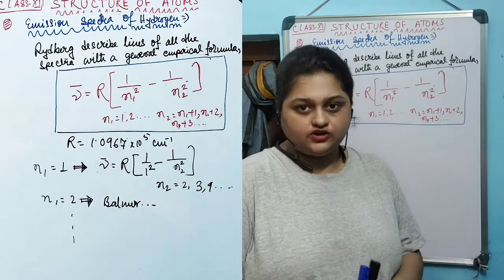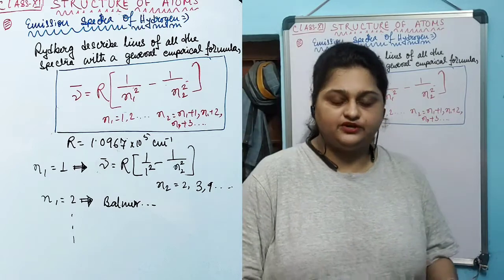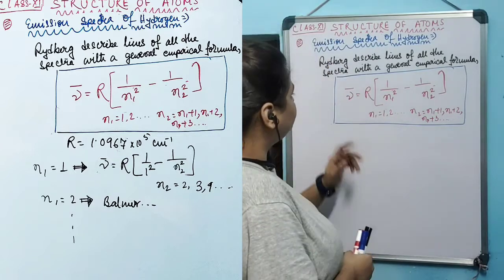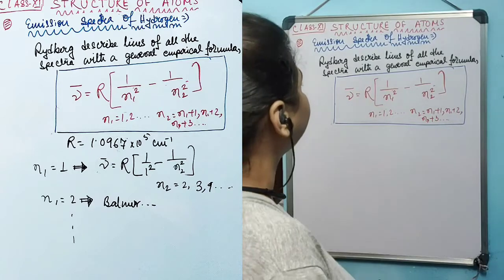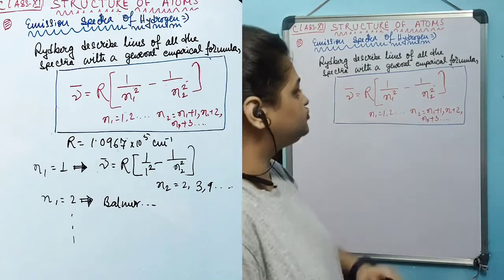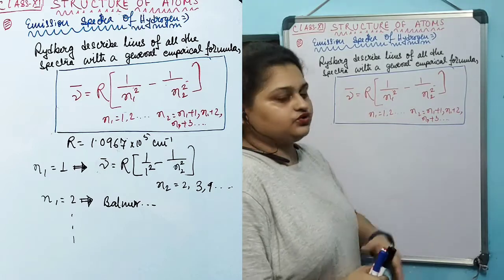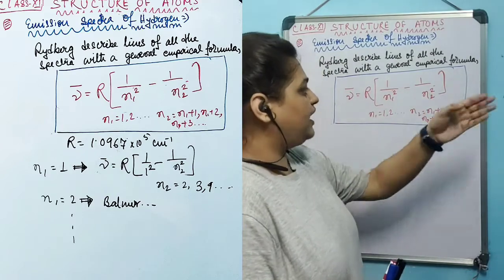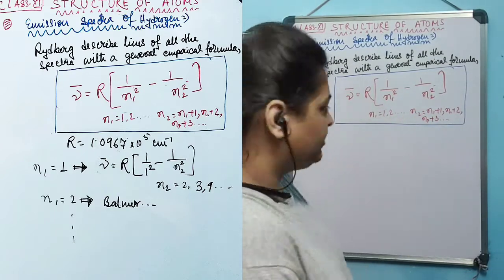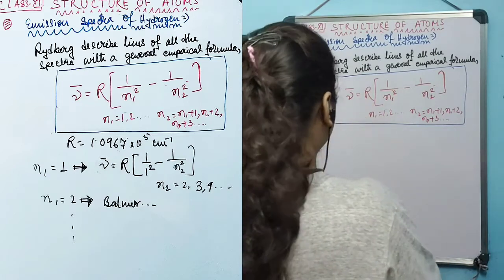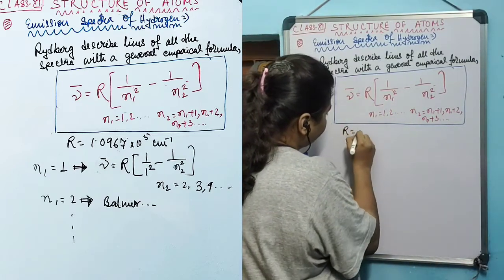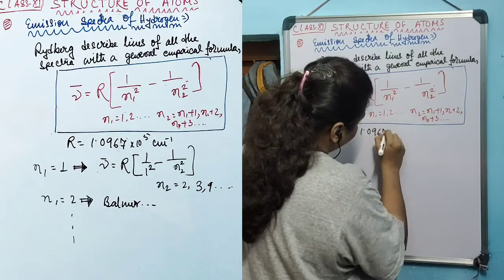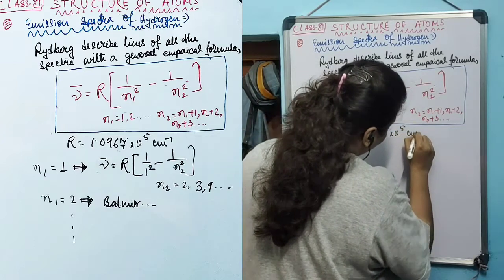Scientist Rydberg studied all the spectral series that we get in the emission spectra of hydrogen, and he concluded a generalized equation as nu bar, the wave number, equals R times (1 by n1 square minus 1 by n2 square). n1 is 1, 2, 3 and so on, integer values, and n2 is n1 plus 1, n1 plus 2, n1 plus 3 and so on. And R is the Rydberg constant, known as R equals 1.09677 into 10 to the power 5 centimeter inverse.